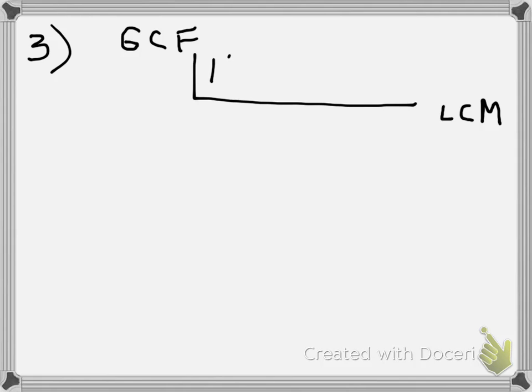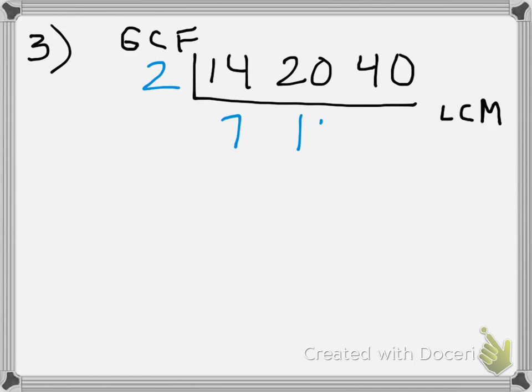Number 3, it's asking for the GCF and the LCM of these 3 numbers. Now I'm going to show you guys the GCF is very simple, of 14, 20, and 40. They have 2 in common. The 2 goes into 14 7 times, goes into 20 10 times, and 40 20 times.